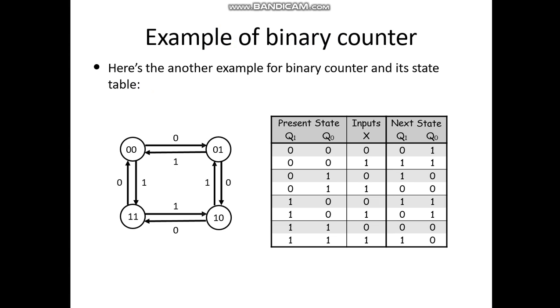This is the example of a binary counter and its stable states. The present state will be 0 0. If the input is 0, the output is the next state. If the present state is 0 0 and the input is 1, the output will be 1 1. This is the concept of a binary counter and its states.